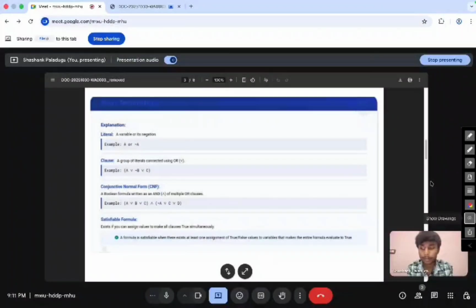Satisfiable formula. A formula is satisfiable if you can find at least one assignment that makes it true. It doesn't matter if many assignments fail, even one successful case means the formula is satisfiable. Okay, I think these four basic terminologies are clear. These are simple ones. Now let's look at another one.